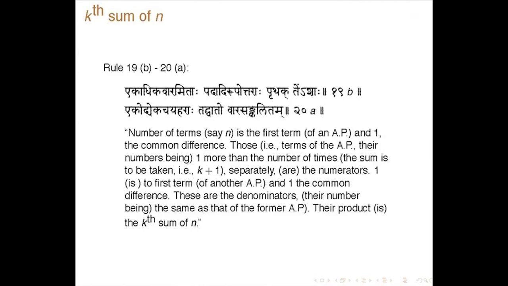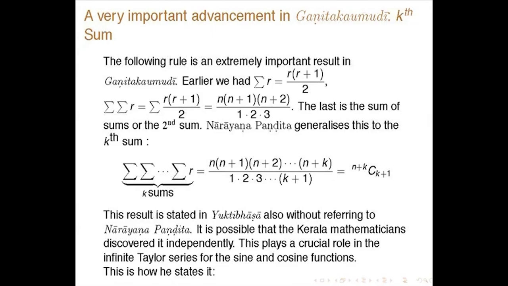Ekadika varamitaha padadi rupottaraha prutak temshaha ekodyekachaya hara staddhato varasankalitam. Varasankalita is what it is called. So, the number of terms, say n, is the first term of an arithmetic progression and 1 the common difference. Those are the terms of the AP, their numbers being 1 more than the number of times the sum is to be taken, the numerator. Then 1 is the first term of another AP and 1 the common difference. These are the denominators, and their product is the kth sum of n. Gato Varasangrata. So he is clearly giving this result.